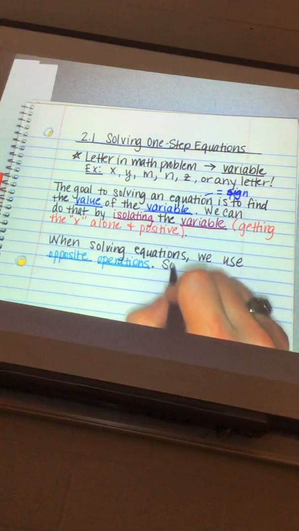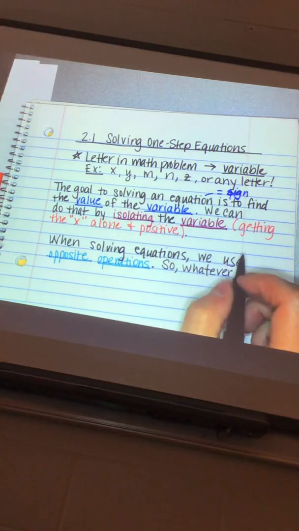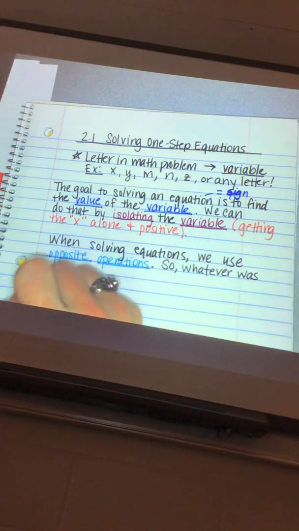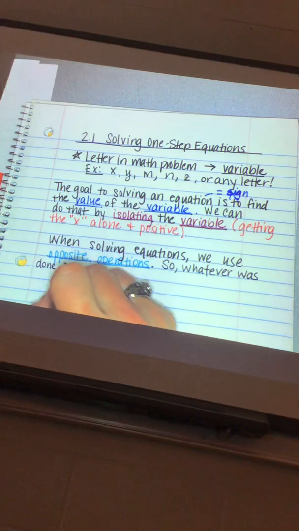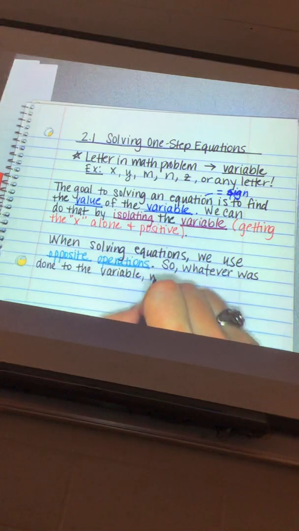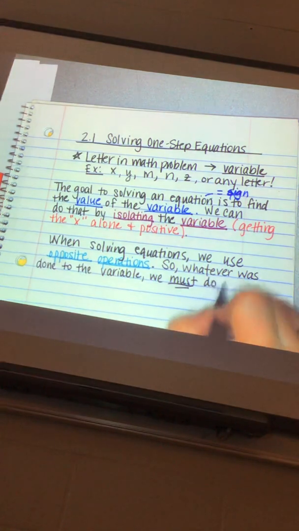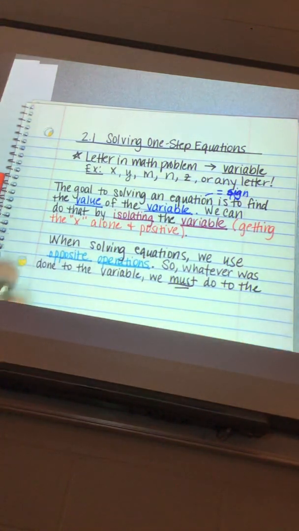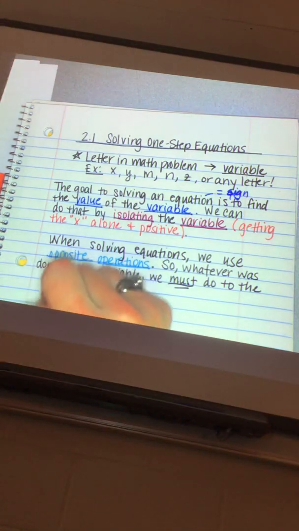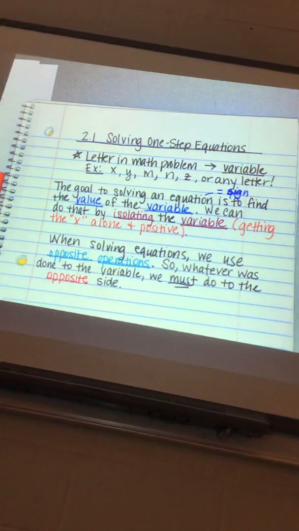So what that means is whatever was done to the variable, we must, it's not just a suggestion, we must do to the opposite side. Okay, so if you need to pause and get all those notes in, you can do that now, and then just come back when you're ready.